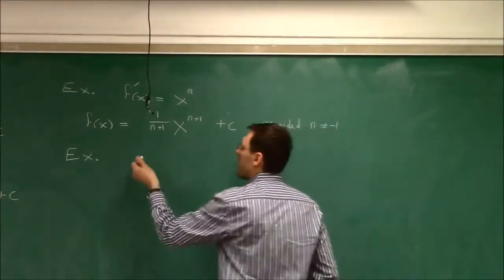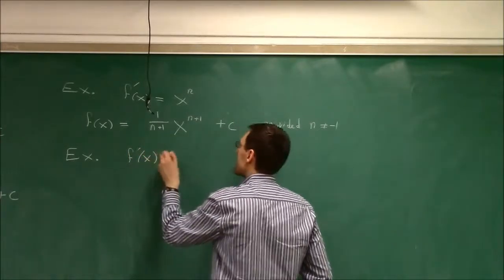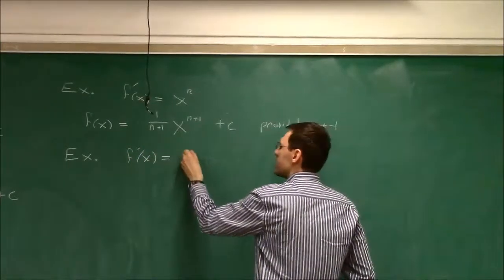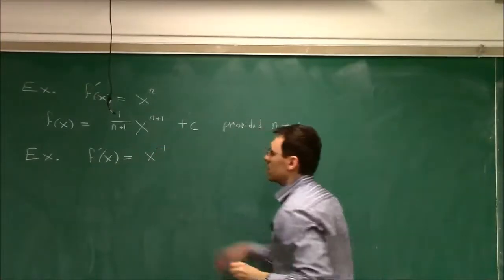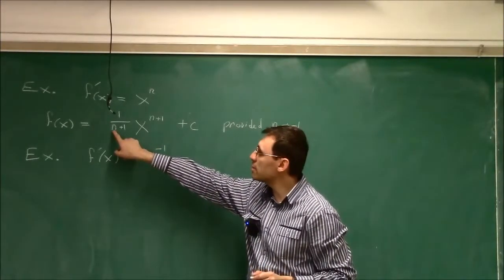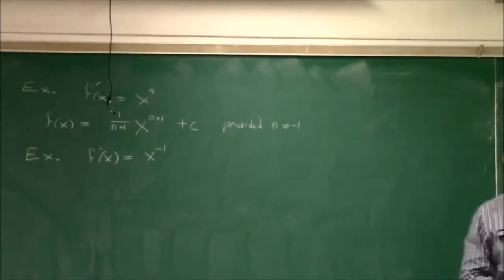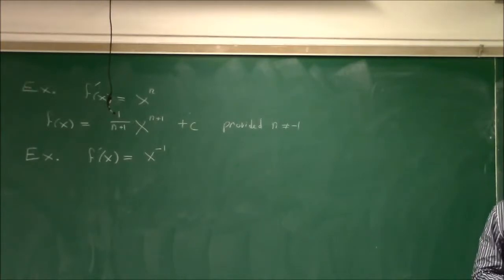What happens if I now have f prime of x equal to x to the n? You see why minus 1 doesn't work? Because if n is minus 1, then this would be dividing by 0. It makes no sense. Now what happens if I have x to the power of minus 1? What is the antiderivative there?